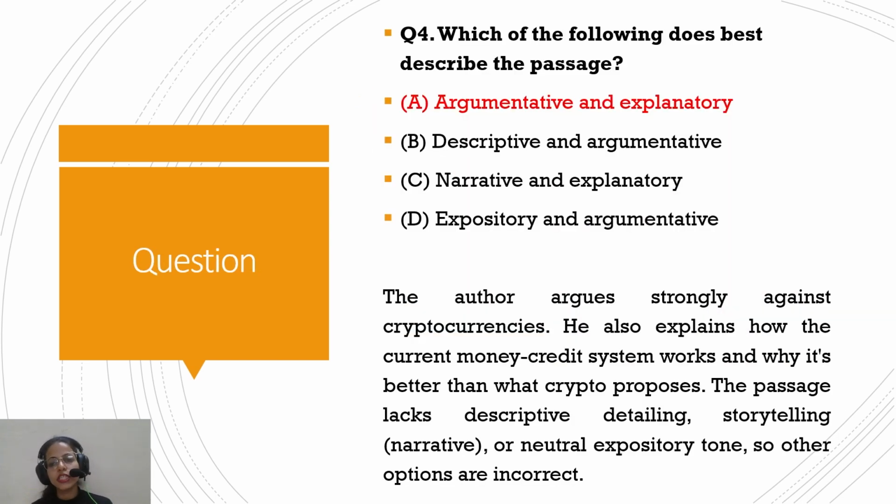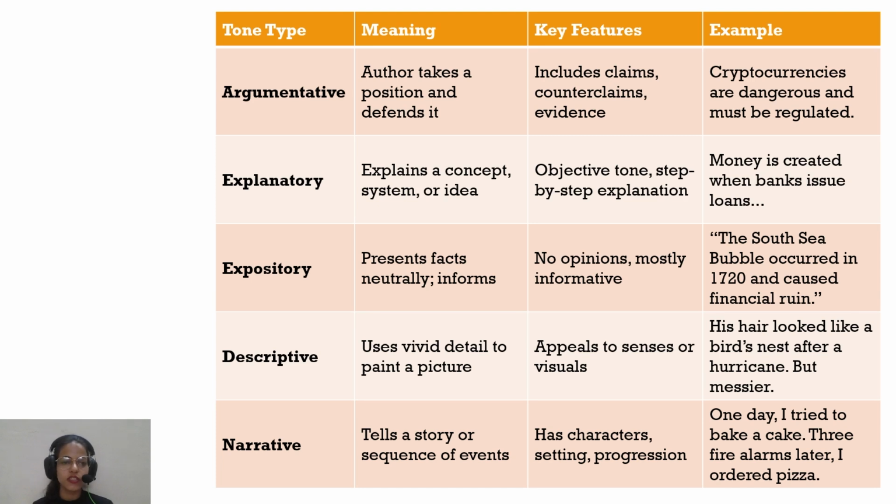Now, which of the following does best describe the passage? Argumentative and explanatory, descriptive and argumentative, narrative and explanatory, expository and argumentative. So again, before we get into it, let's see what each of these mean. So, argumentative. Argumentative is when the author takes a position and defends it. For defending a position, the author might include some claims, some counter claims, and give some evidence based on some studies.